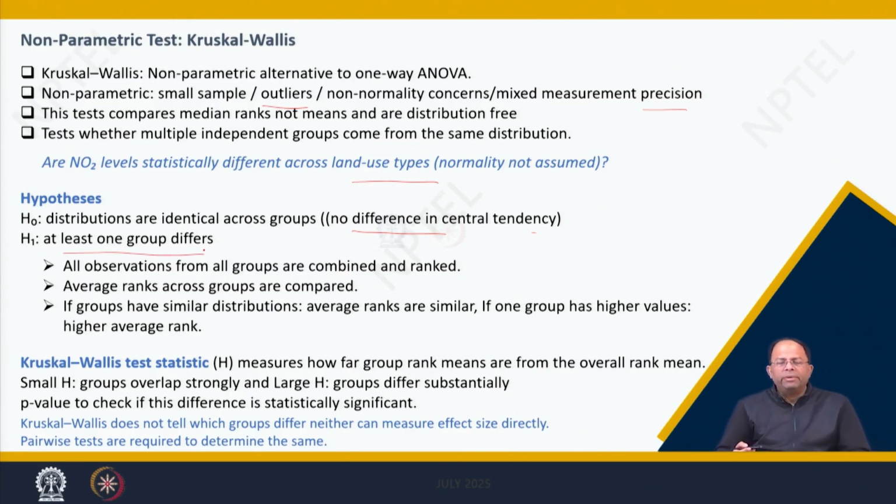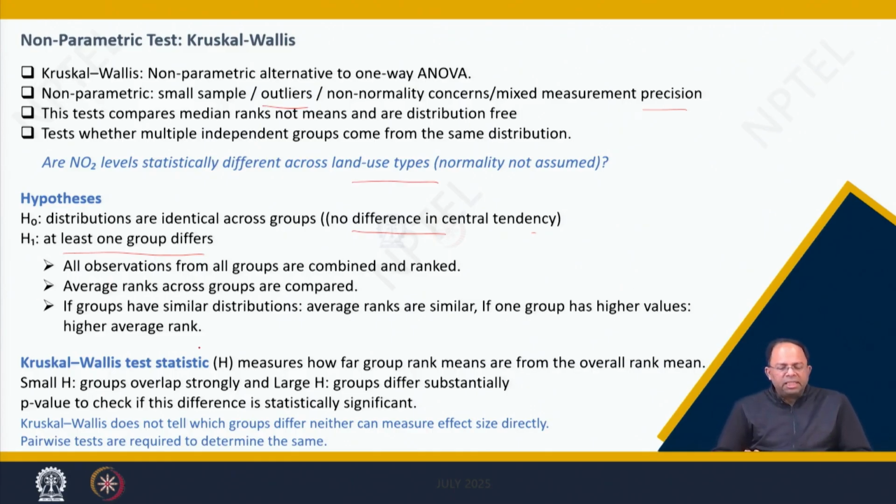So first, how do we do that? First, we combine the observations from all groups, and then these observations are ranked based on their values: 1, 2, 3, 4. We give the ranks. Now, we compute average ranks across groups. Once we have done that, for each of these groups, the average that comes out would be compared. If groups have similar distributions, the average ranks are similar, and if one group has higher values, then it is given the higher average rank.